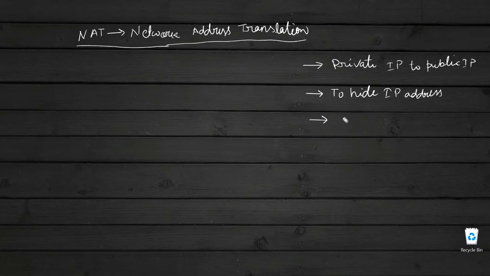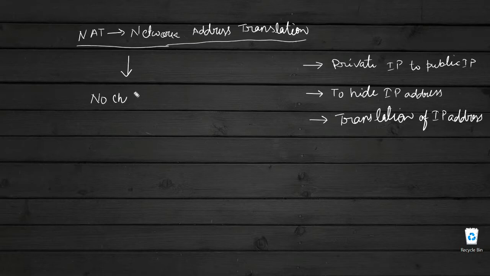Some of the people say this is just a translation of IP addresses. And I feel that all of these answers are correct, but they do not give the clear answer as to why we use NAT. So the correct answer is that we are running out of IPv4 addresses. It means that we don't have any choice. We have to use NAT in order to survive, right?